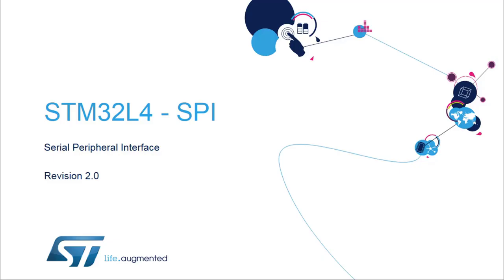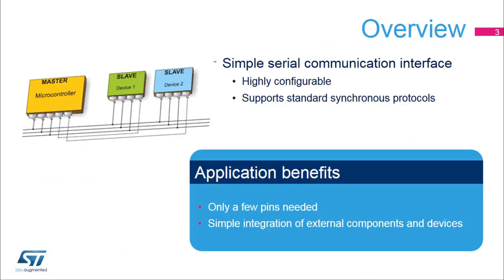Hello, and welcome to this presentation of the STM32 Serial Peripheral Interface, or SPI. The internal serial peripheral interface provides a simple communication interface, allowing the microcontroller to communicate with nearby external devices.